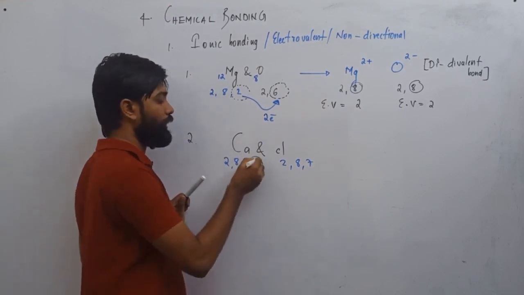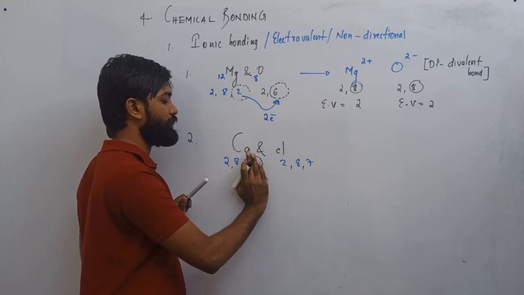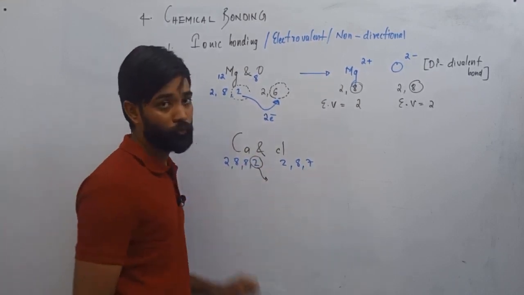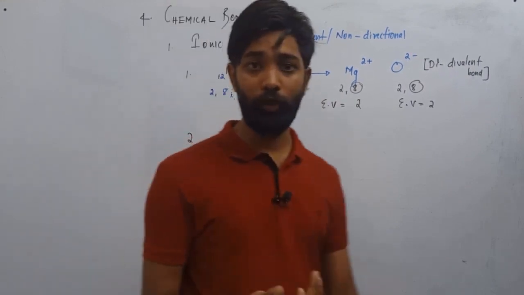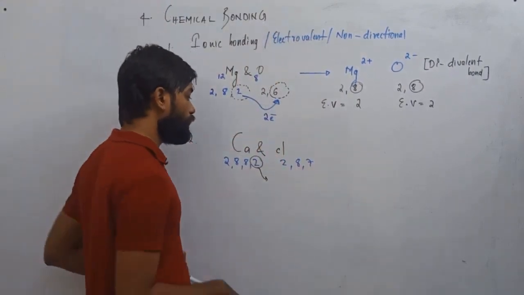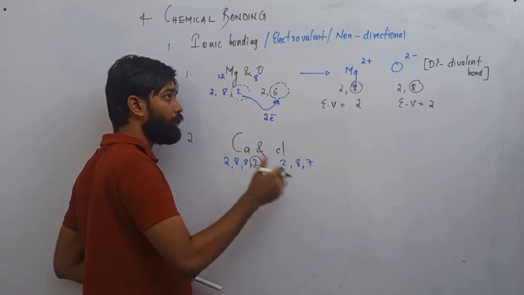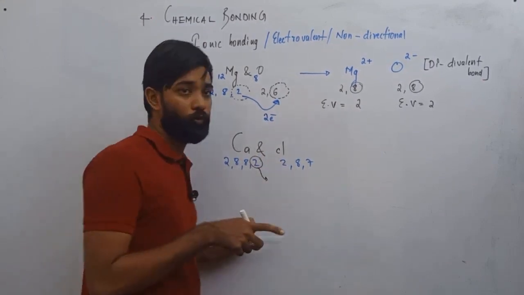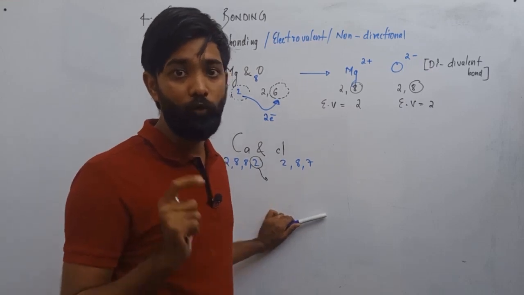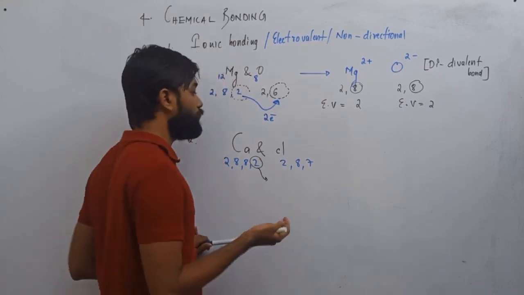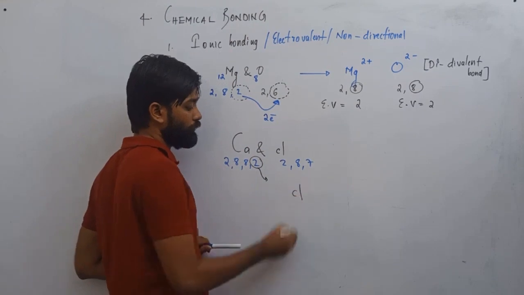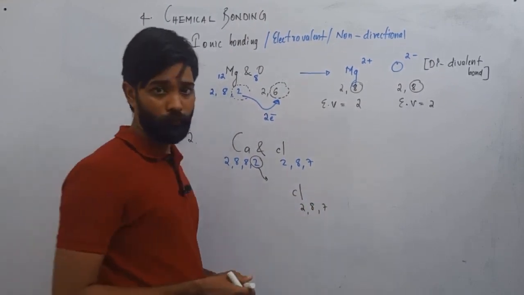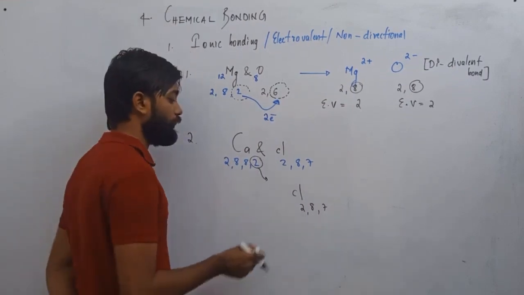And calcium has to drop 2 electrons, then only it can obtain octet stability. But chlorine has to accept 1 electron. So calcium has 2 electrons to give, but chlorine takes only 1. So if there is an ionic bond between calcium and chlorine, then calcium needs to drop 2 electrons, but chlorine can gain only 1. So chlorine should bring another chlorine also, then only it can accept those 2 electrons. Then only they form the ionic bond.